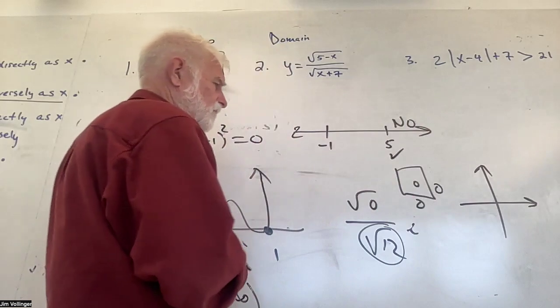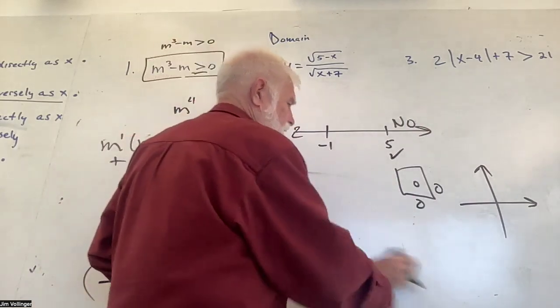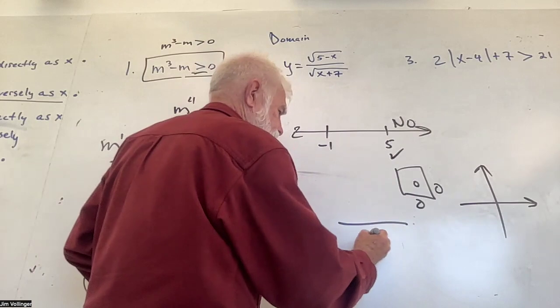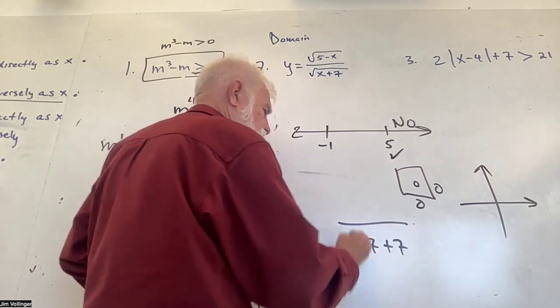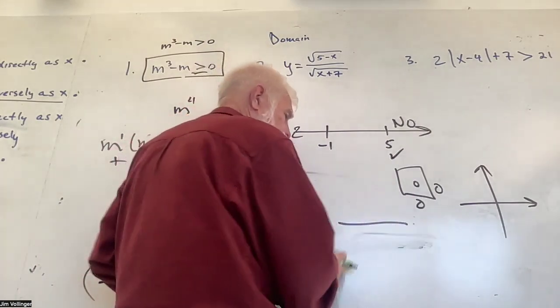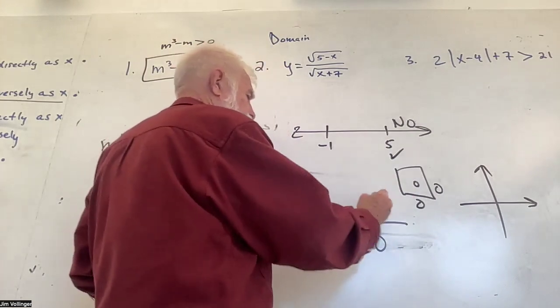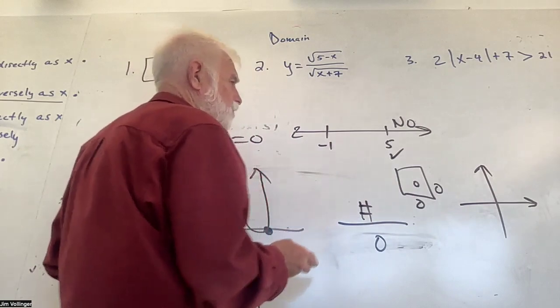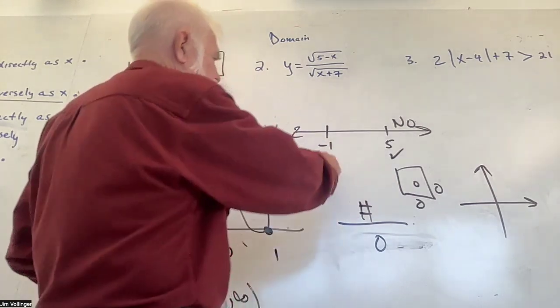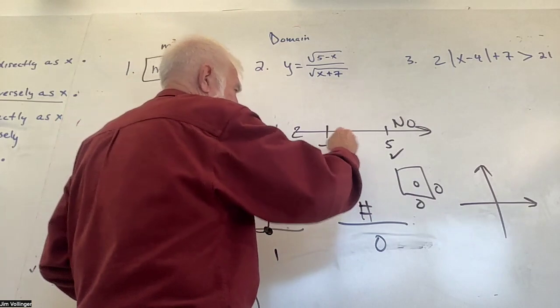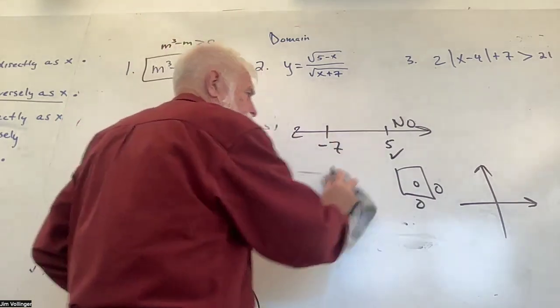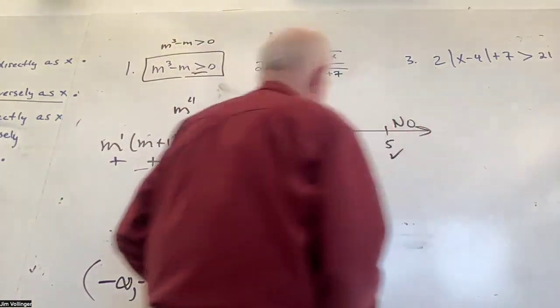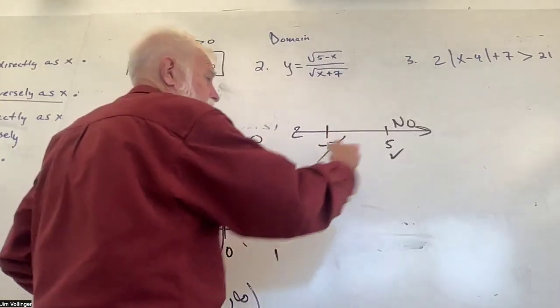Can I use the number -7? Well, -7 plus 7 is 0. The square root of 0 is 0, but that's a problem because I cannot divide a number by 0. So no, I cannot use -7. Why did I put -1? All right, -7. There, that's better. All right. So I can't use that number. I can use this number.